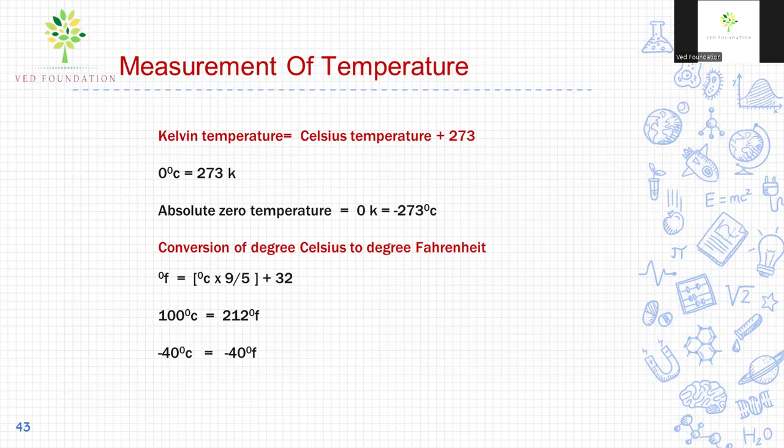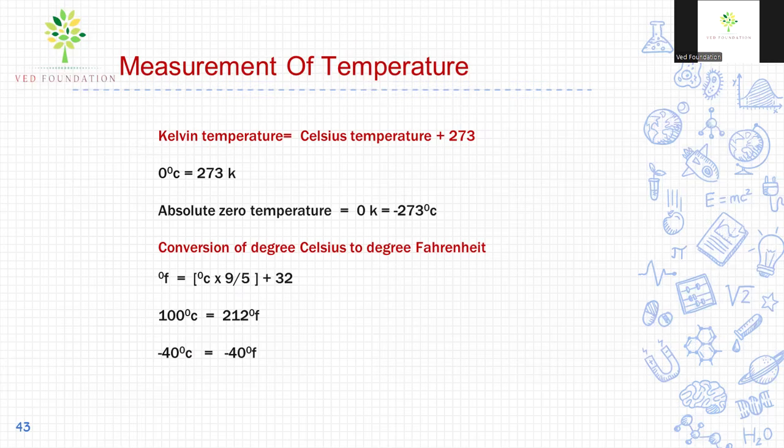0 degree Celsius means 273 Kelvin. To get Kelvin scale, we have to add 273 in the reading given in Celsius scale. So 0 degree Celsius means add 273 in Celsius reading. 0 plus 273 means 273 Kelvin.